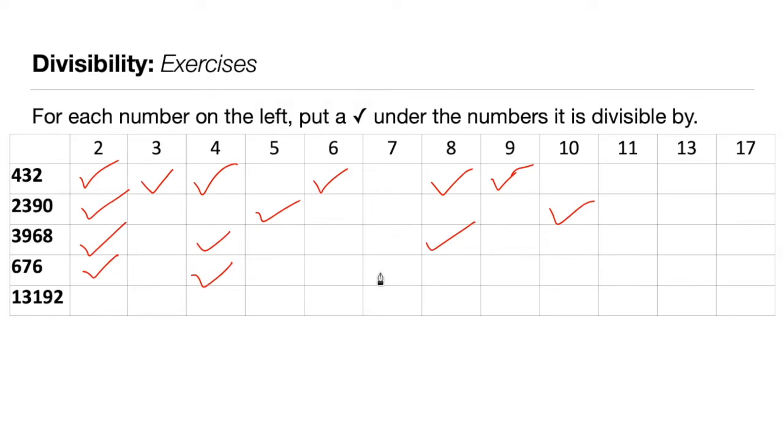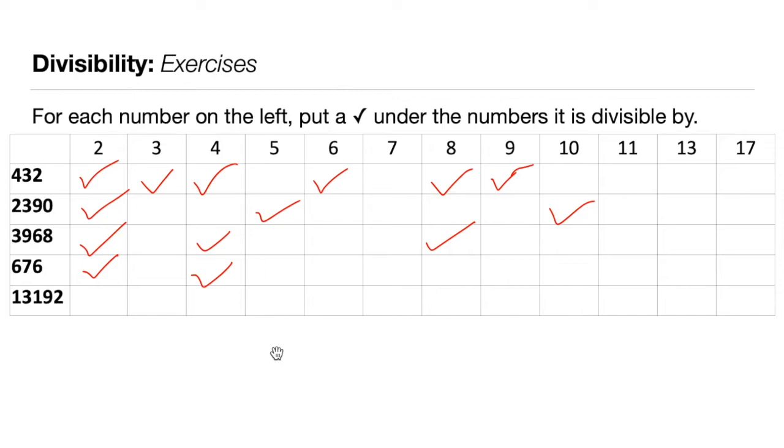Is it divisible by 7 though? Okay, multiply 6 by 2, so that's 12. Deduct that from 67, the remaining digits. This will give us 55. And 55 is not a multiple of 7. So therefore, this number, 676, is not divisible by 7.